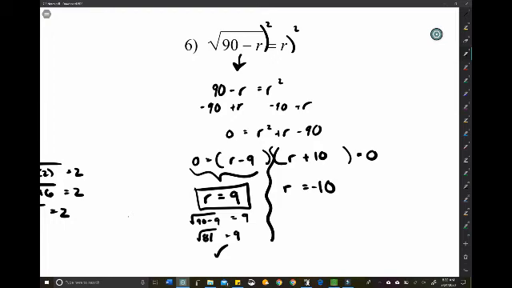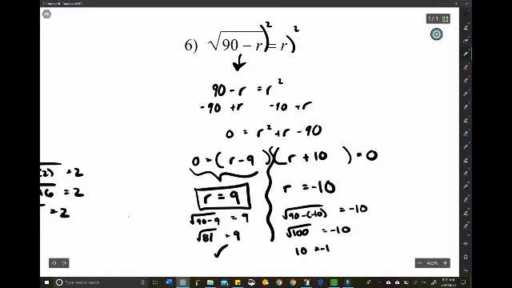Now let's check out the next one, square root of 90 minus negative 10. Be careful with that. Is that equal to negative 10? Well, let's see. Square root of 100, 90 minus negative 10, is equal to negative 10. And here, 10 is equal to negative 10. Error. 10 is much more than negative 10. I'd rather have $10 than be in debt $10. So here's our first example of an extraneous solution.